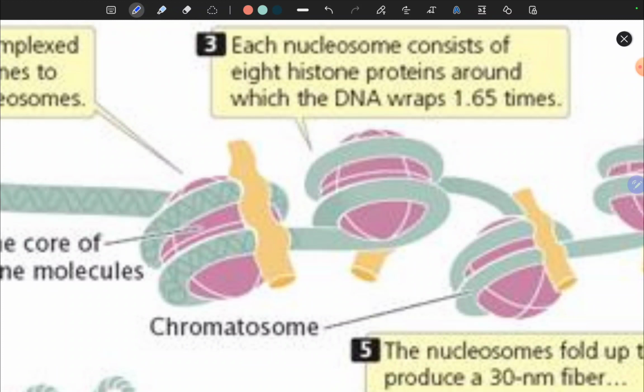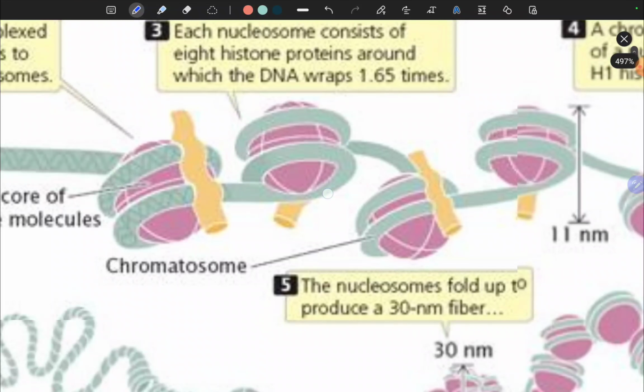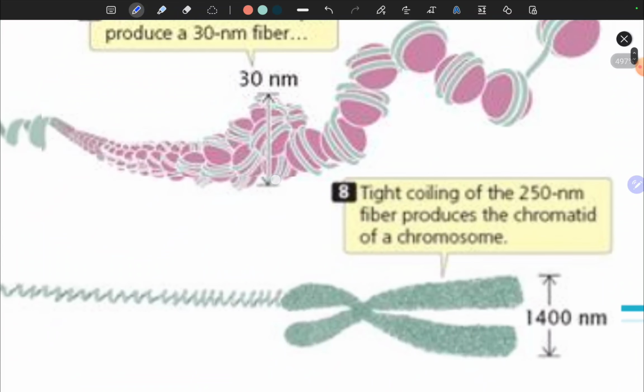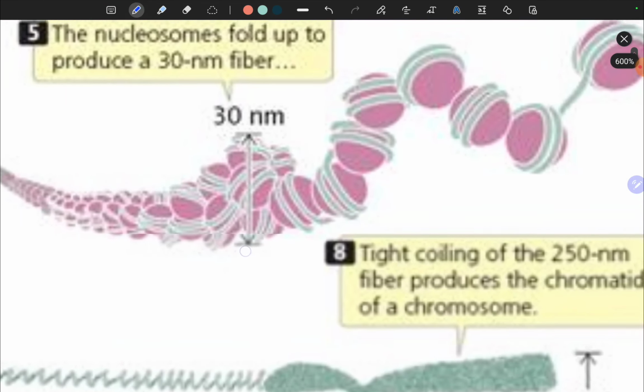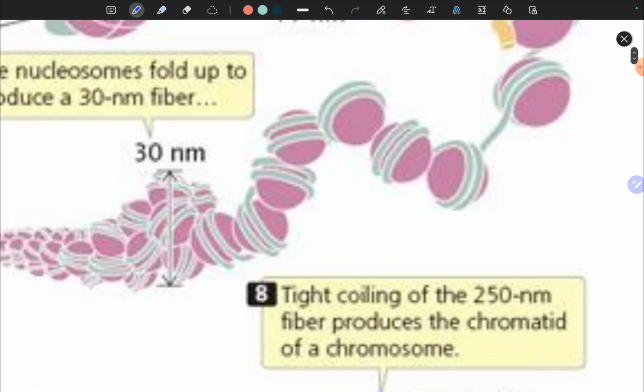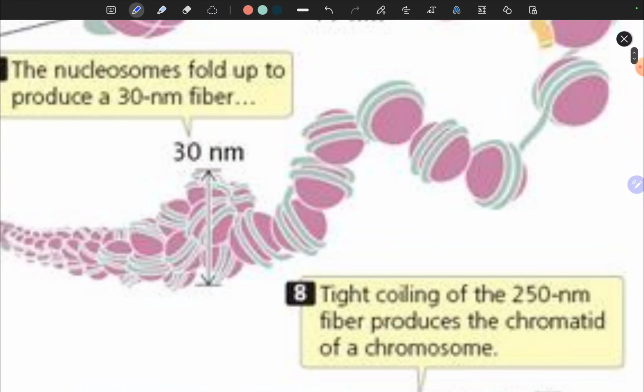Then the nucleosomes, again, you can see they are organizing at another, more complex level. 5 of them will form what we call this structure, which is around 30 nanometers. So you can see all these things are going to be convoluted on each other.